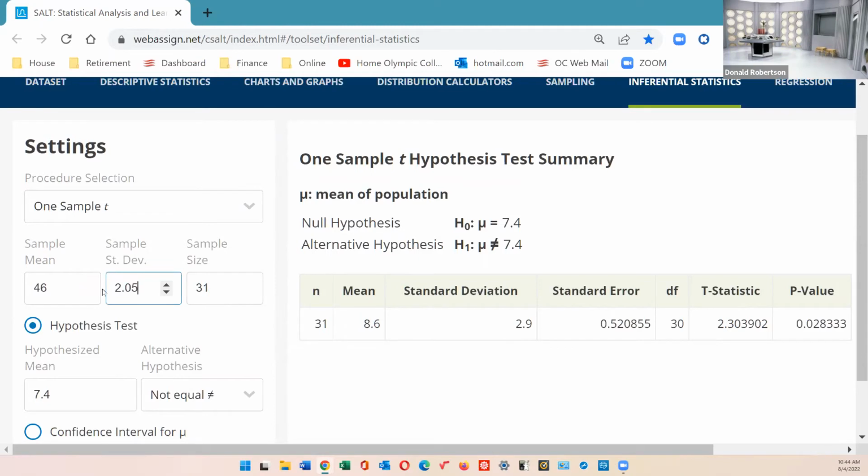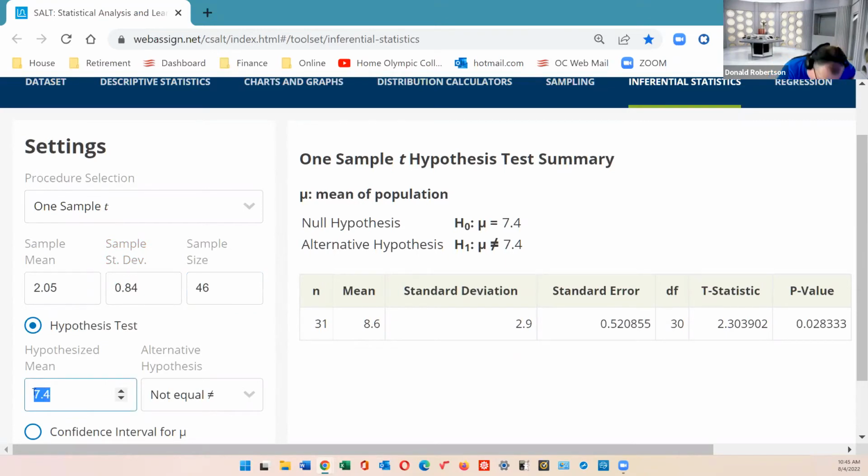The mean of the sample was 2 and a bit years, and I put the 46 in the wrong place. That's the sample size. That's the mean, and that's the standard deviation. So there, now in the right order. The mean was 2 and a bit, the standard deviation was 0.8, and the sample size was 46.